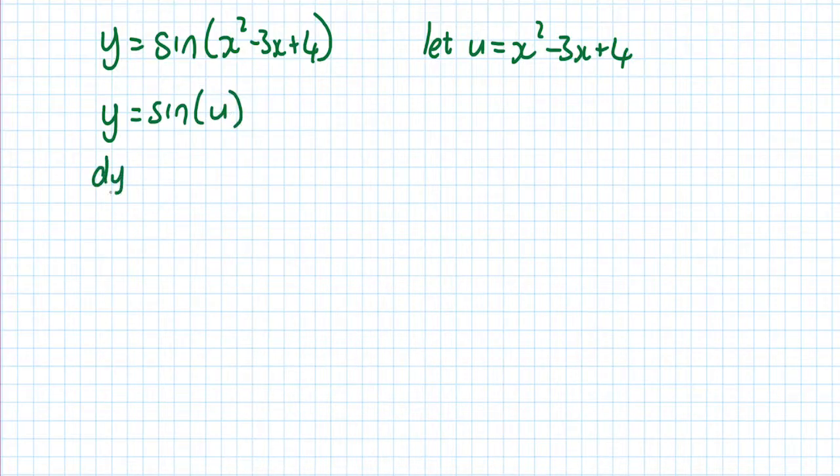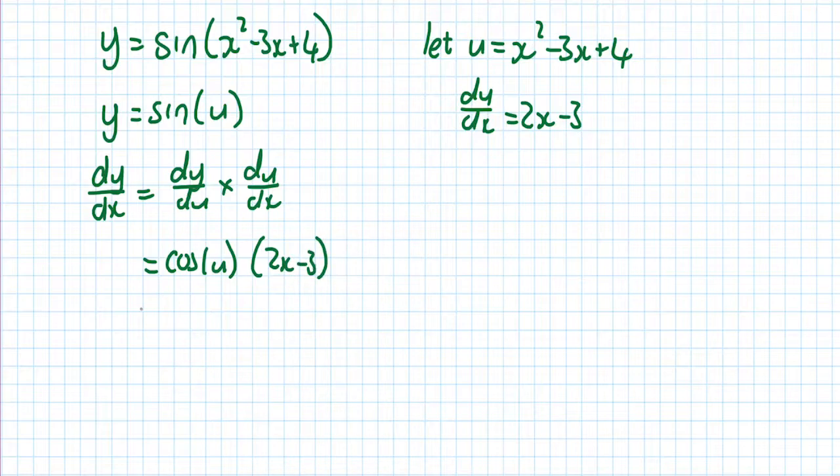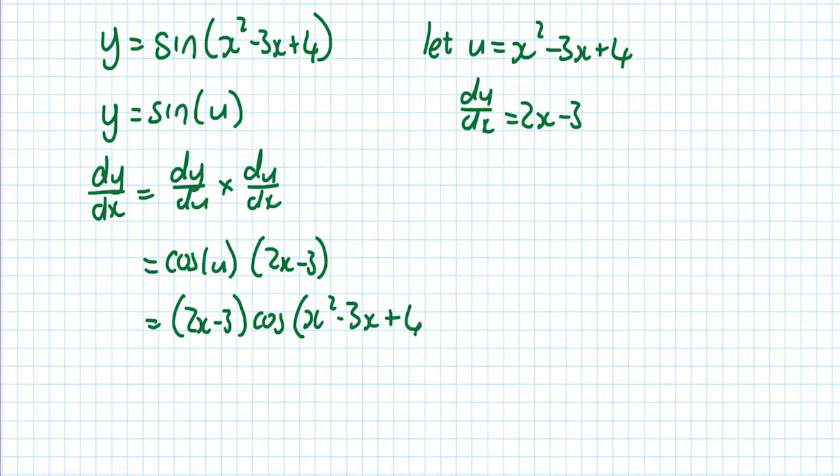So to find dy by dx, we can use the chain rule again. Dy by dx is going to be dy by du times du by dx. Dy by du is just going to be cos of u, and du by dx is going to be 2x minus 3. So we'll times this whole cos of u by 2x minus 3. And then this leaves us with, I'm going to bring the 2x minus 3 to the front, cos of, and again u is x squared minus 3x plus 4.